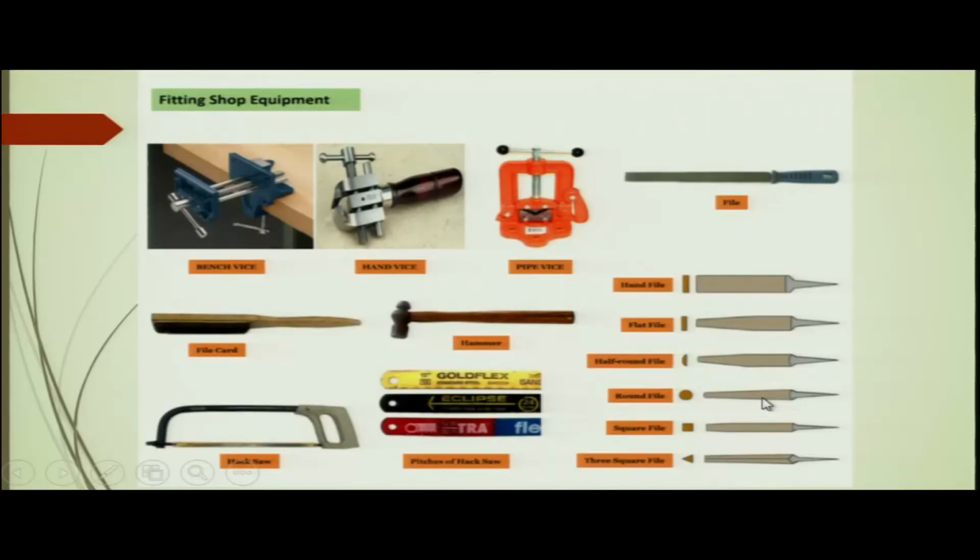Round files. They are exclusively used for filing the inside of the hole, and here you can see all these are given as a sectional view. For example, the hand file sectional view will be like this. If you make a section along this, the section will be like this. Flat file section is here, half round file section is like this. This is the round file. As I said, that round files are normally used for filing the internal hole of an internal hole. This is a square file. This you can see the cross section, and this is the 3 square file. That means here that is called the 3 square.